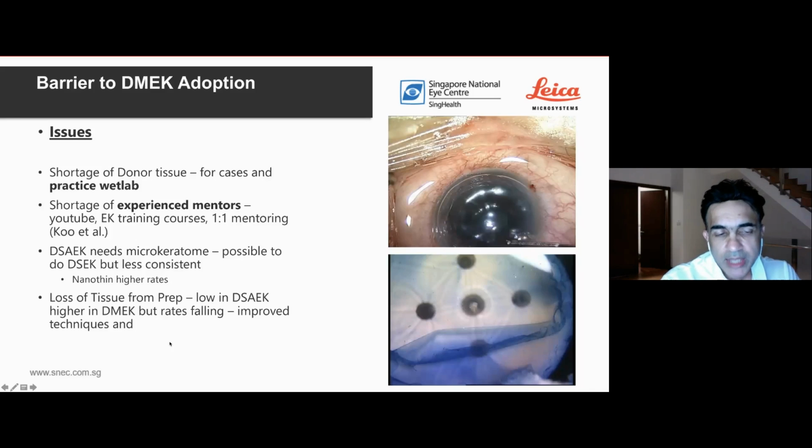And initially, when DMEK came around, more than 9 years ago, if you look in the literature, there were higher rates of loss of tissue from tissue preparation. And this is lower in DSAEK compared to DMEK, but the rates have been falling. We now know you don't take tissue from people below the age of 40 because the scrolls can be very tight. We avoid diabetics as well.